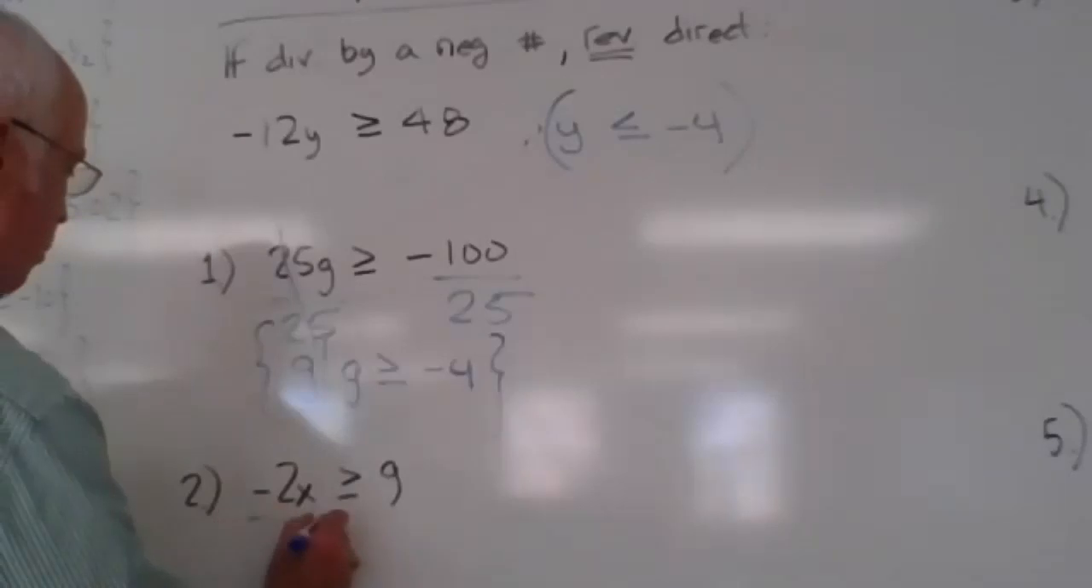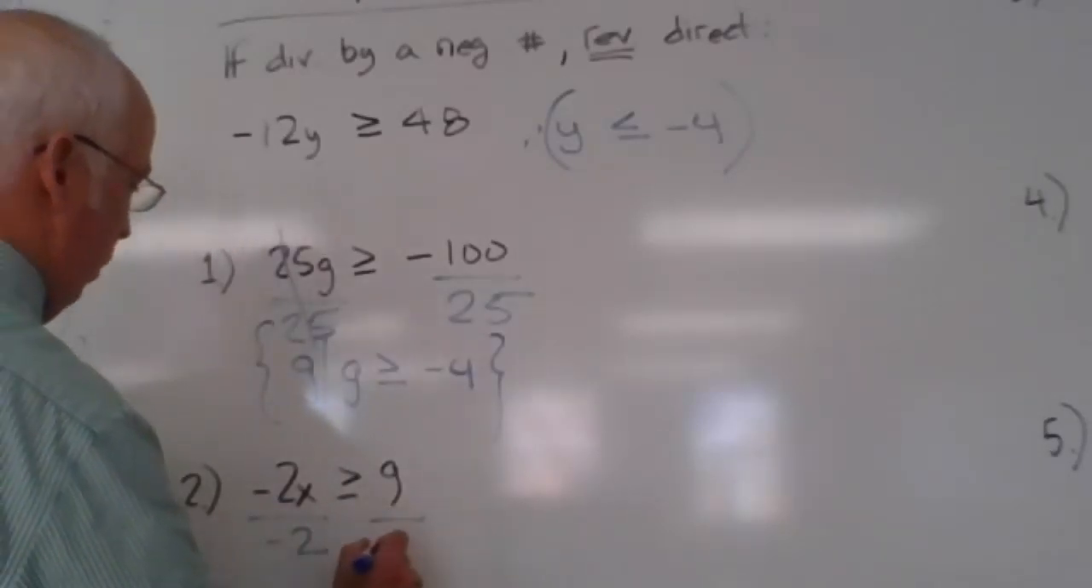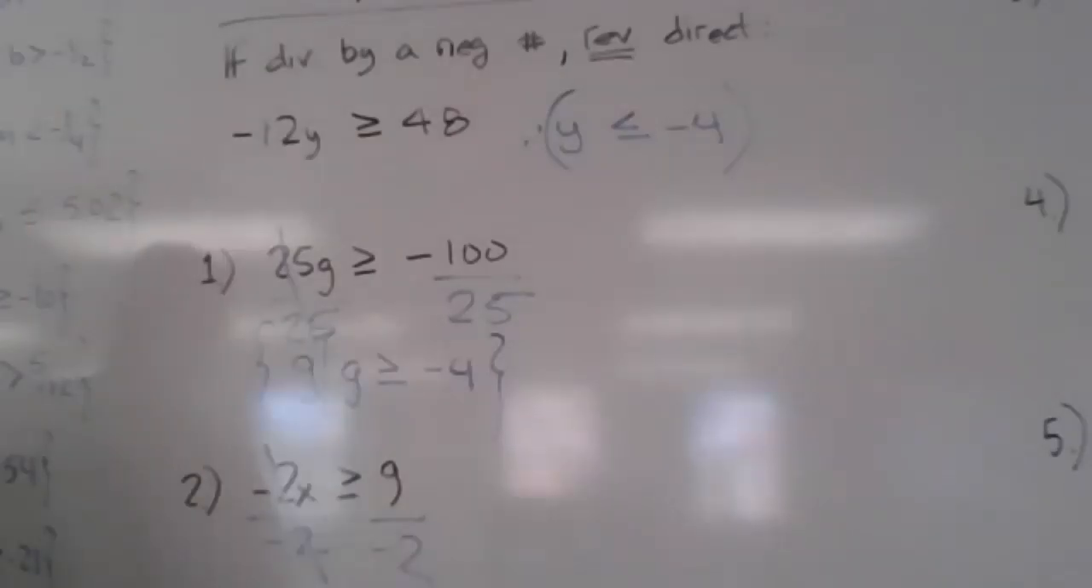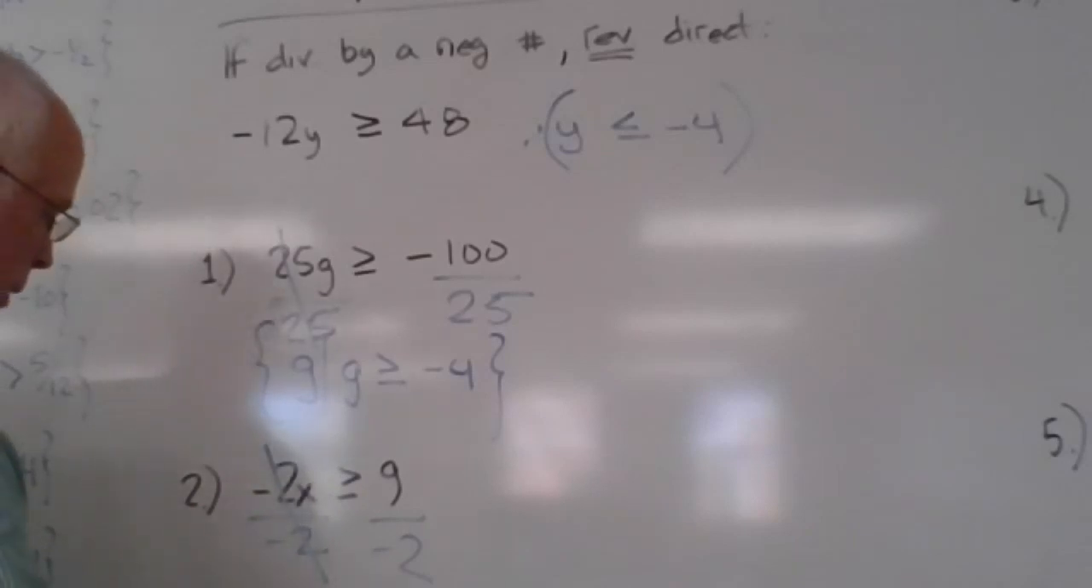Divide by negative 2 on both sides. Divide both sides by negative 2, right? That does two things. That removes the negative 2 off of x and makes that now just 1x, or x, right? What else do I have to do?